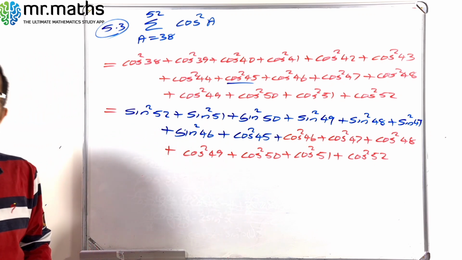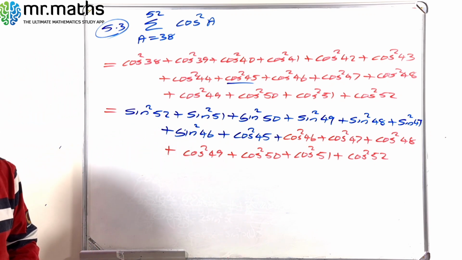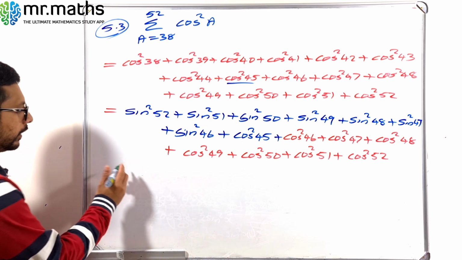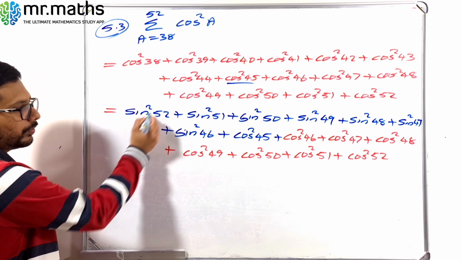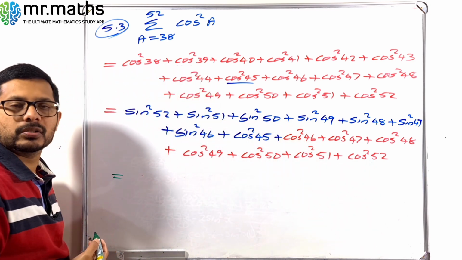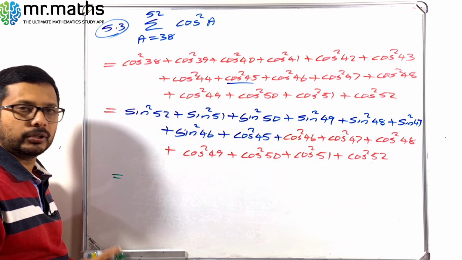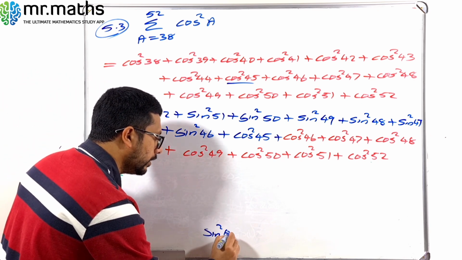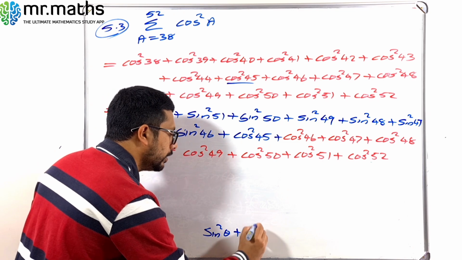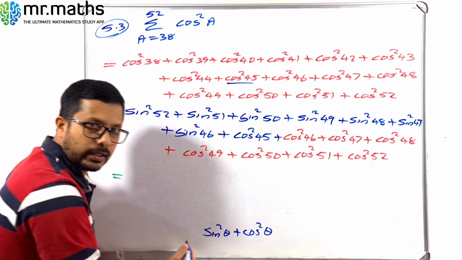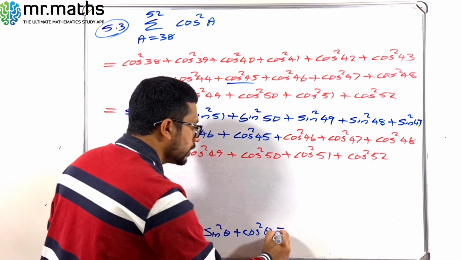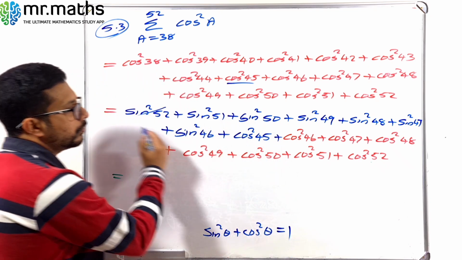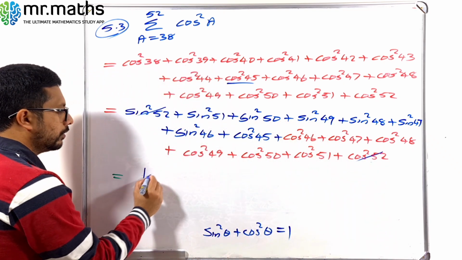Okay, why I did like that, can you see from here why I wrote it like that? So my aim, look at this one, this sine square 52 cos square 52. What is sine square 52 plus cos square 52? You studied the identity that sine square theta plus cos square theta, if both of these are the same angle, what is the answer? It's 1. Okay, look at this sine square 52 and this cos square 52, that is 1.